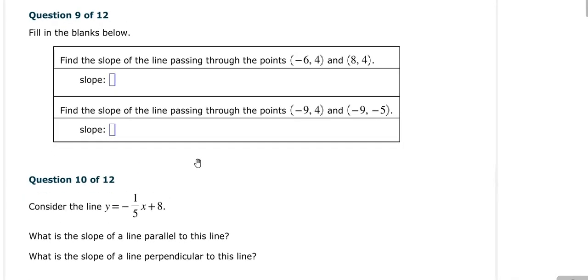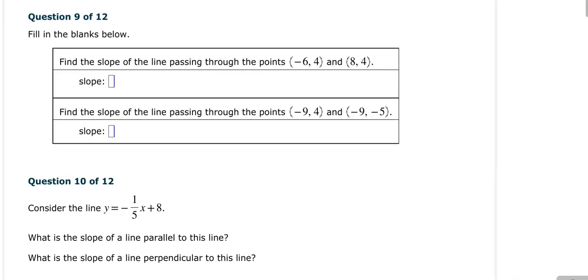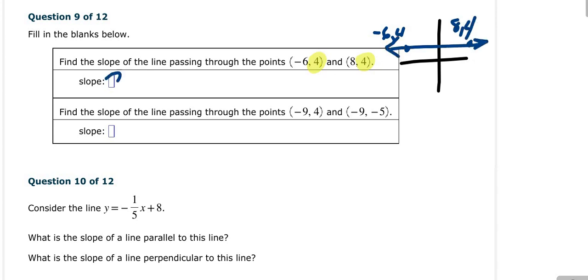Fill in the blanks below. Find the slope of a line passing through the points. Well, there's a little bit of a trick here. Notice the y's are exactly the same. So let's do a quick little sketch. -6, 4 would be about right here. And 8, 4 would be over here. It's a horizontal line, therefore the slope is 0.